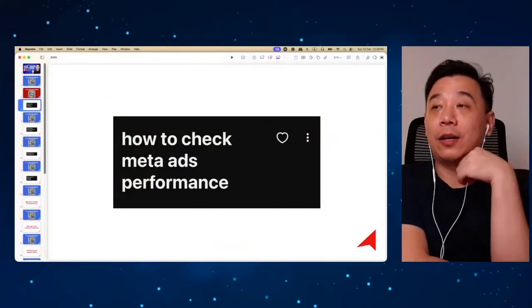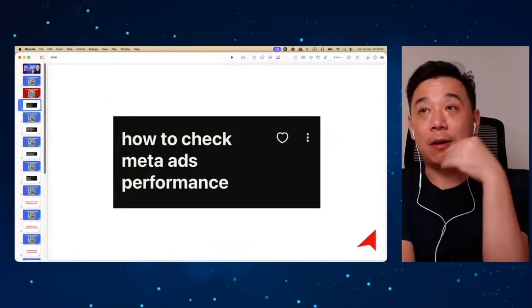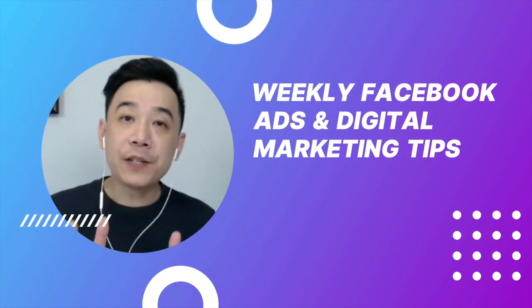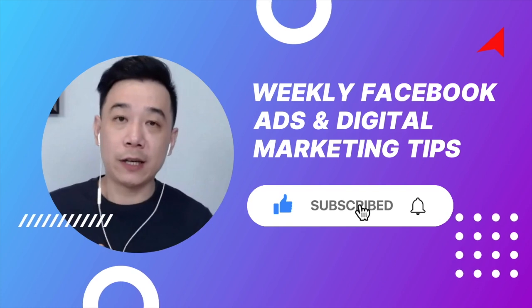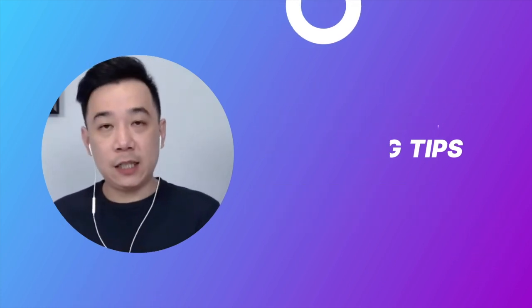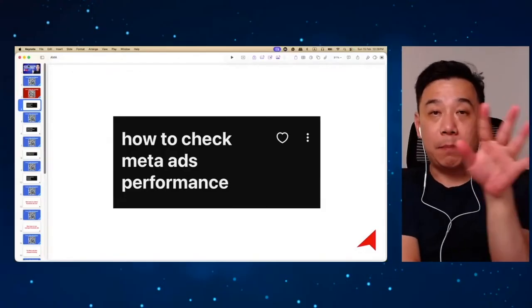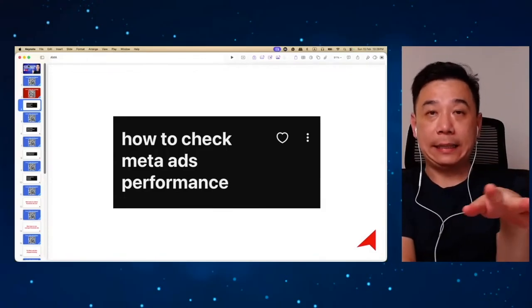A question I always get a lot is how do we check Meta Ads performance? Now, here's the thing. When you're running ads on Facebook, there are multiple ways to get into Facebook ads analytics and stuff like that.